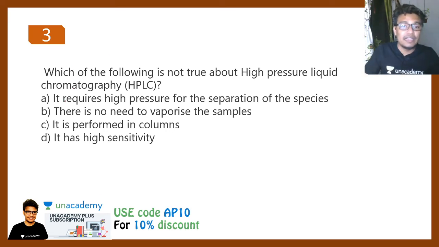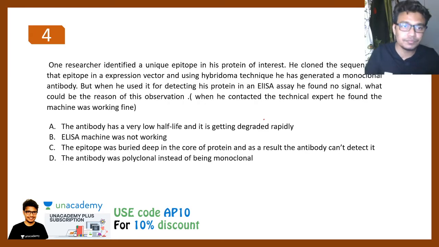Okay, it requires high pressure for separation of the species or analytes. There is no need to vaporize the sample. It is performed in columns. It has high sensitivity. So we have to identify which is the incorrect statement, and the incorrect statement, which is our option, is that there is no need to vaporize the sample. You would get the detailed description in the I button. Okay. Then there is another question.